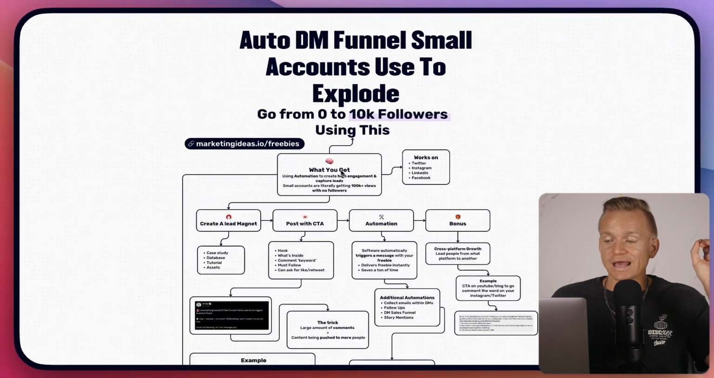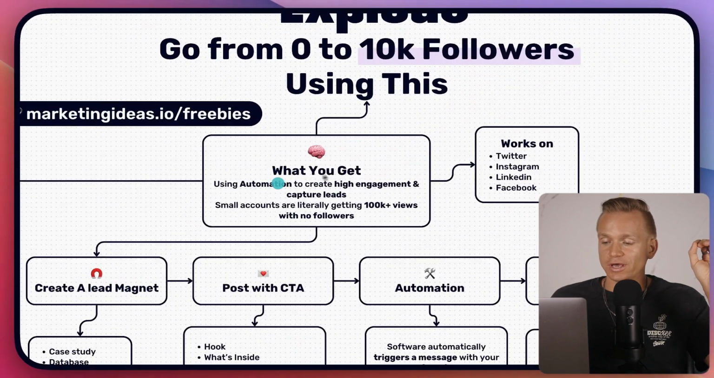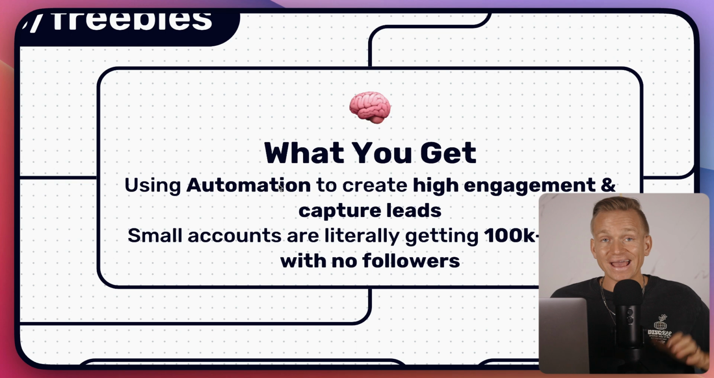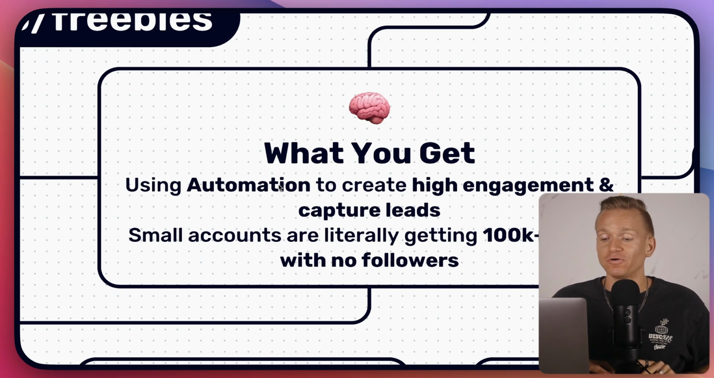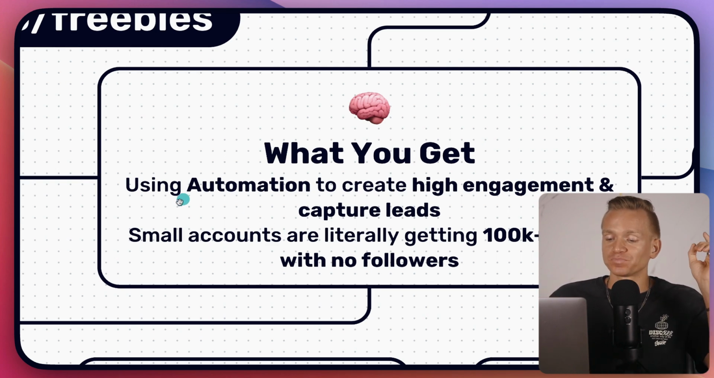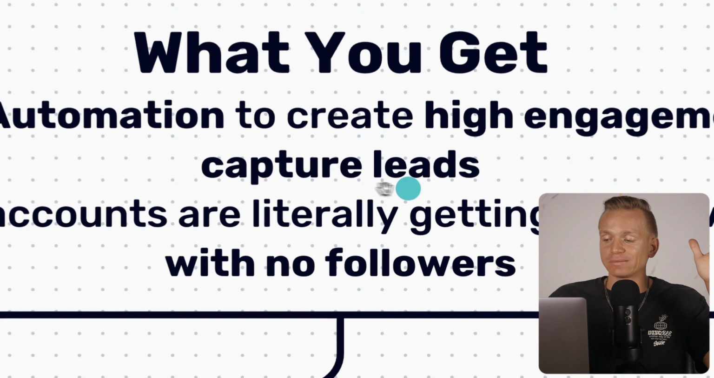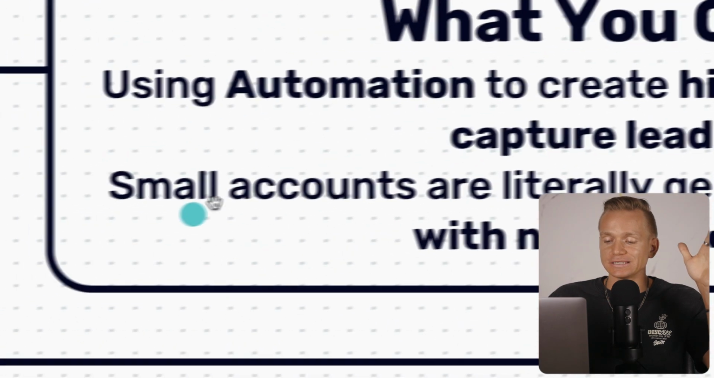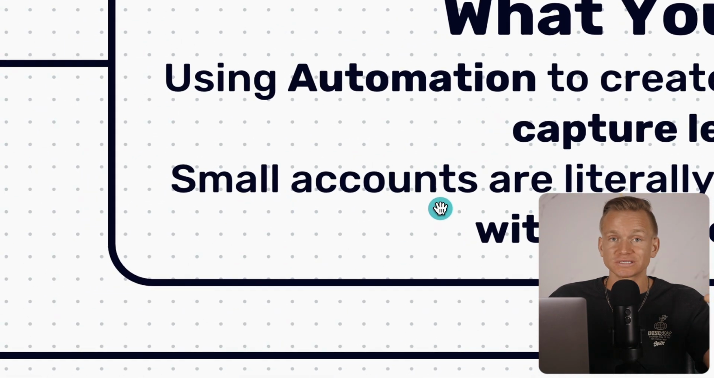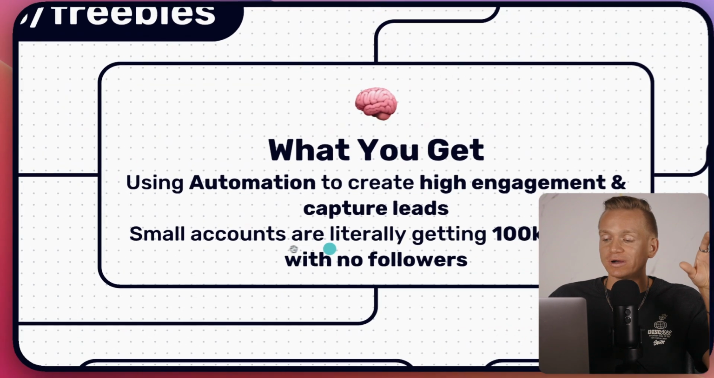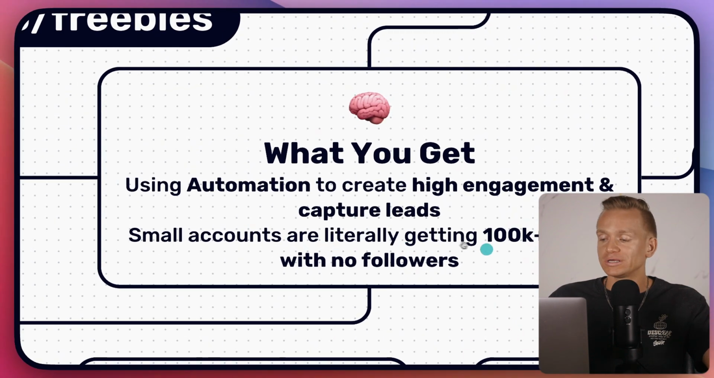So this is an insane way that you can drive a bunch of traffic and get a bunch of different sales. Basically, using automation, you are creating high engagement and capturing leads, even on small accounts. I'll show you some examples later, but accounts with basically no following get hundreds of thousands of views and can actually drive a bunch of sales.